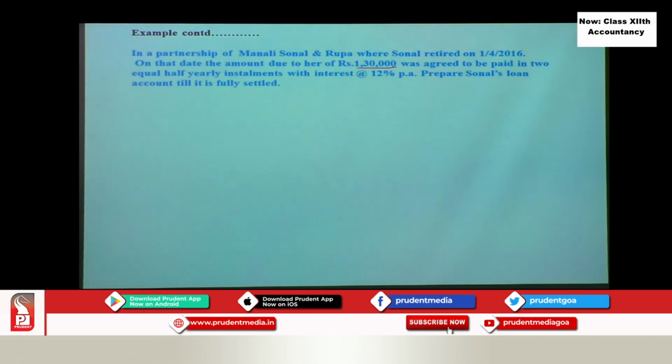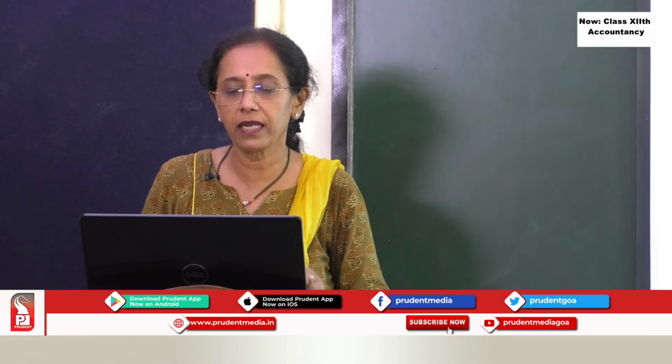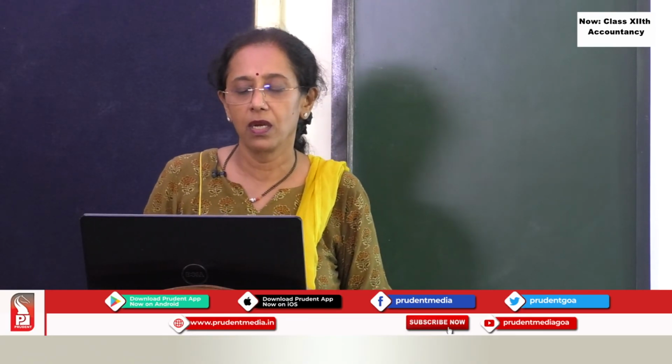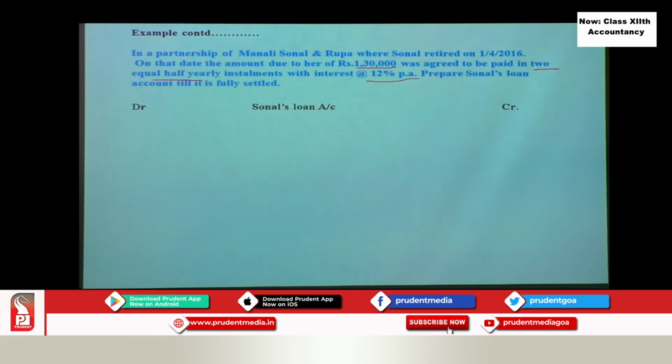So this is very important. How many installments are given? Accordingly you have to divide that amount. So 2 equal half yearly installments at interest of 12% per annum. So what you have to do is first prepare her loan account and divide that 1,30,000 into 2 parts, because there are 2 installments. So how much will it be? 65,000 each. Now this 65,000 installment should be paid with interest.